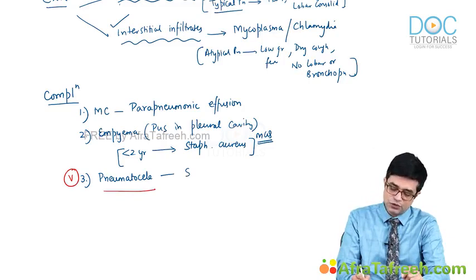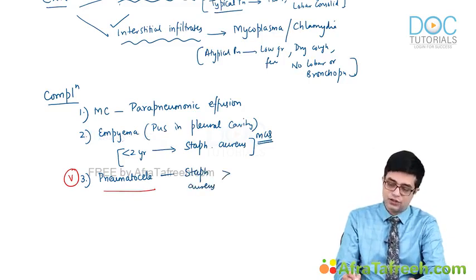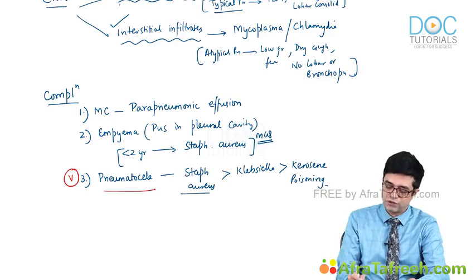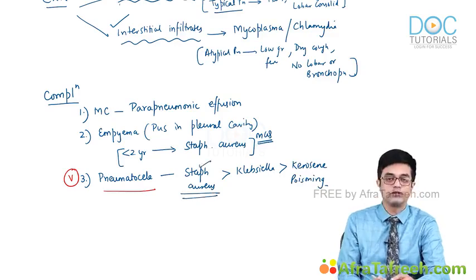Pneumatoceles are typically produced with infection caused by Staph aureus. It can also be seen with infection caused by Klebsiella. Sometimes non-infectious states like kerosene poisoning can also produce such a picture. So Staph aureus is considered to be the most common cause of pneumatoceles.